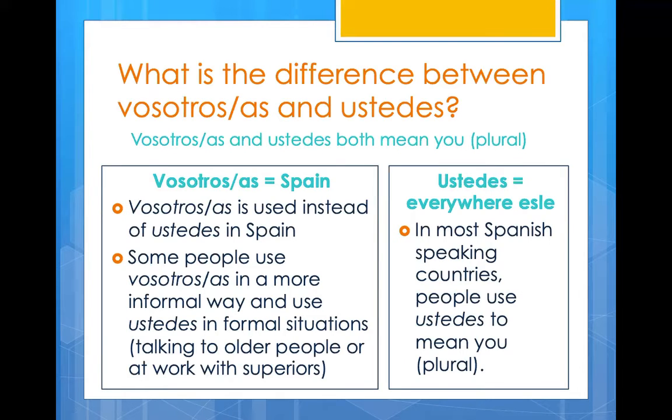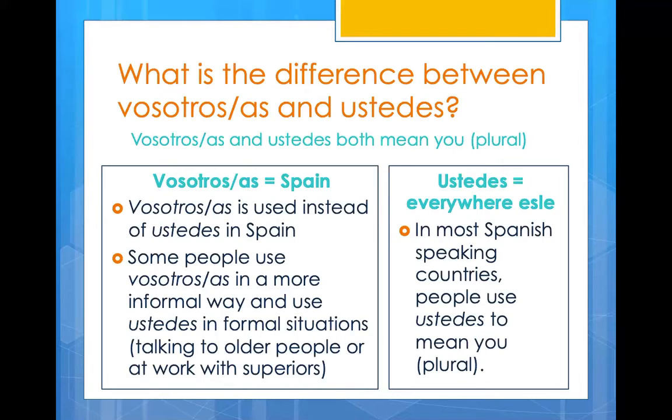Now, let's move on to those other words for you. What is the difference between vosotros, vosotras, and ustedes? Well, let's start with the similarity. Vosotros, vosotras, and ustedes all mean you, plural. So when I'm talking to a group of people about that group, in English I would say you, or some people say you all, or in the South, they say y'all and roll it all together. In Spanish, I could say vosotros, vosotras, or ustedes, depending on the situation.